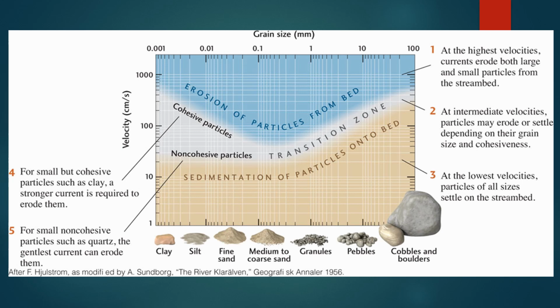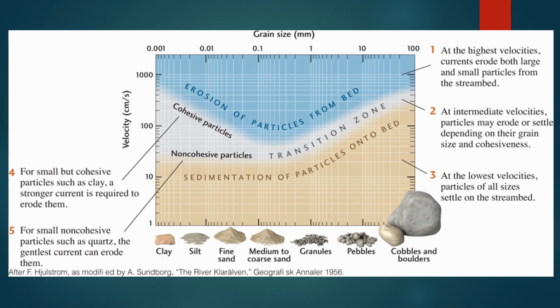Let's look at this diagram from the top first. In the area with the color blue, it shows the erosion of particles from the riverbed, which means that it is the velocity that the river needs to pick up sediments from the riverbed.